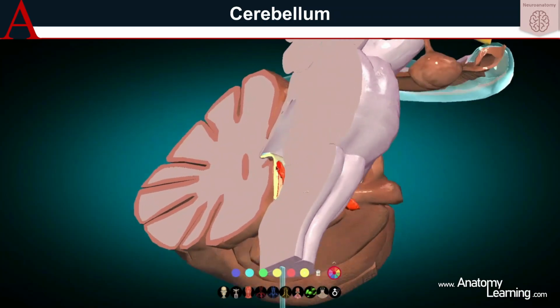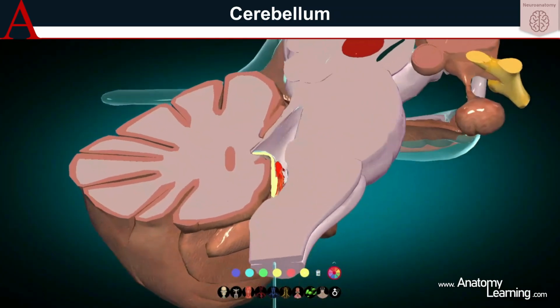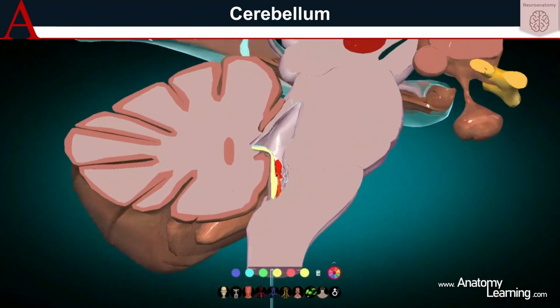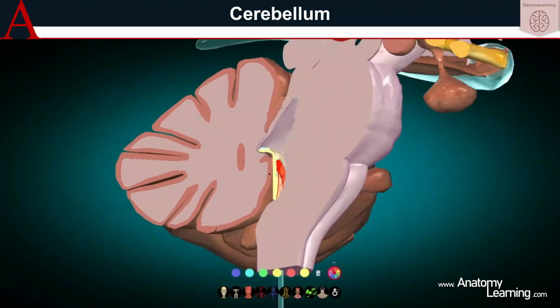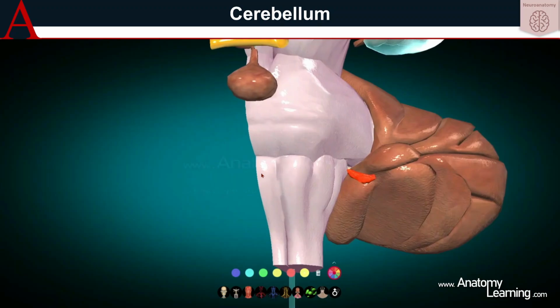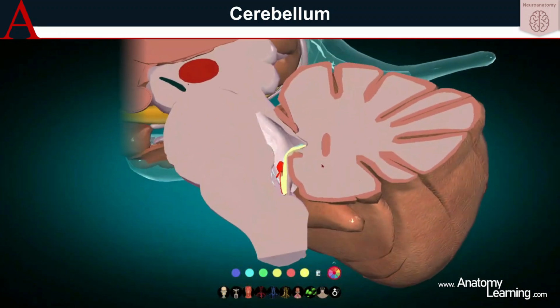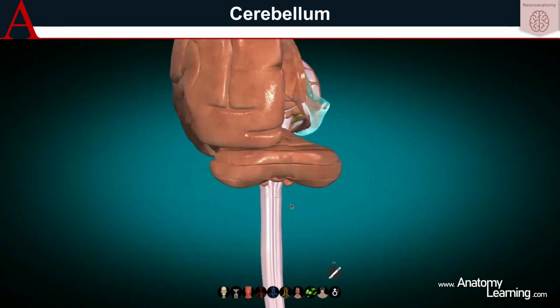The 2 medullary velar, together with the tectorial membrane, make up the roof of the 4th ventricle. 3 openings can be observed on this level. The median aperture, also known as foramen of Magendie, and 2 lateral foramina of Luschka. These openings connect the 4th ventricle to the cisterna magna.